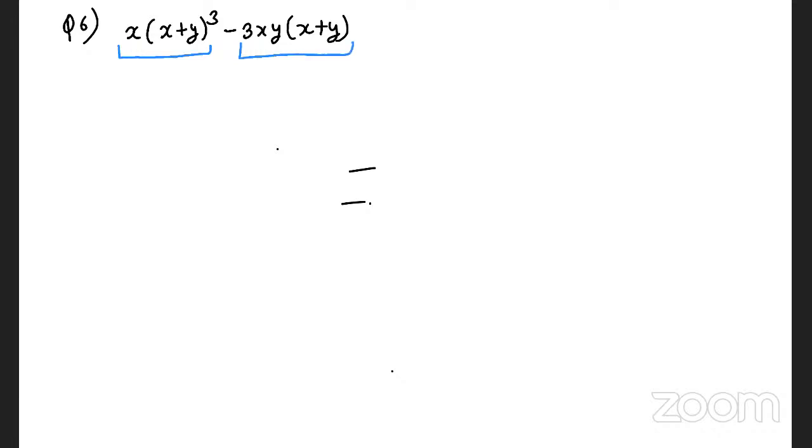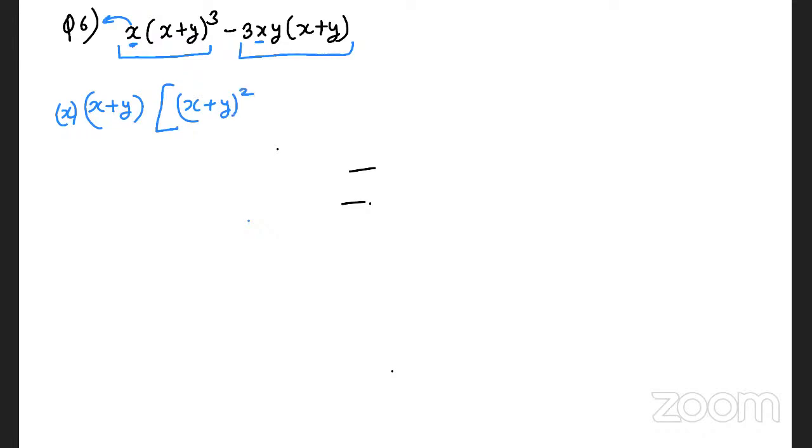Even x plus y is there, and you will see this is an x term and this is also an x term, so this is also common. I'll write it like this: x. So x and x plus y both are common. Now x has gone out, and x plus y whole cube was there, so out of this one x plus y went out. So what remains behind? x plus y square.